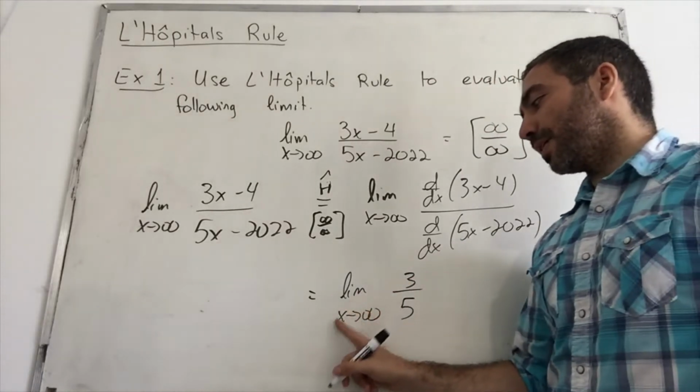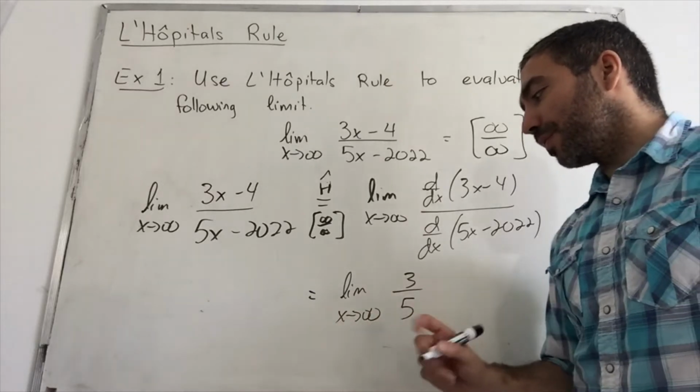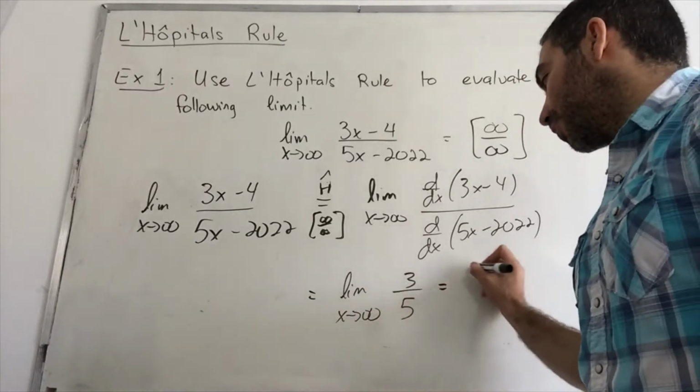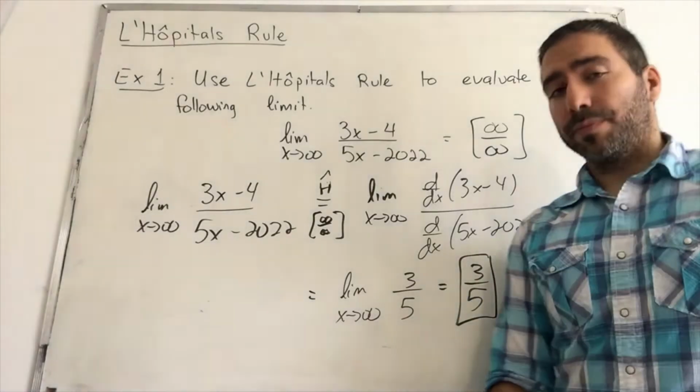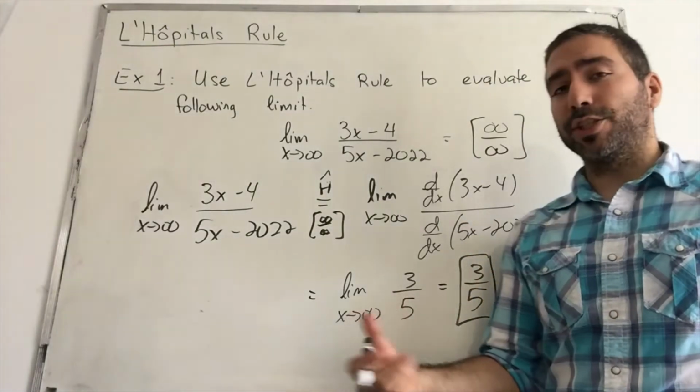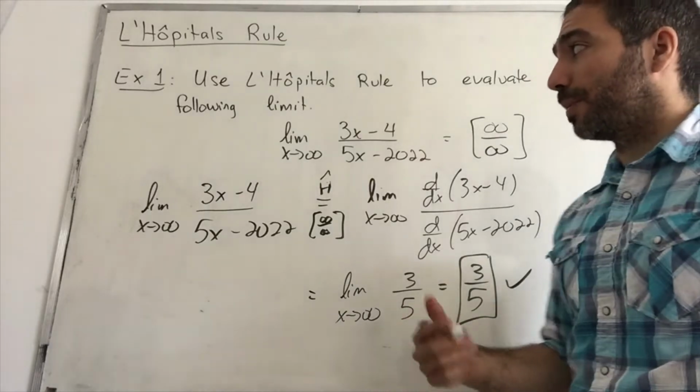So we're taking the limit as x goes to infinity of 3 over 5. There's no x's in here, so the answer is just simply 3 over 5. And we're done. So this is the answer. And notice that it matches our answer, the shortcut that we saw at the beginning of the semester.